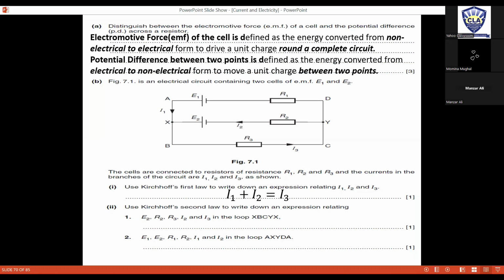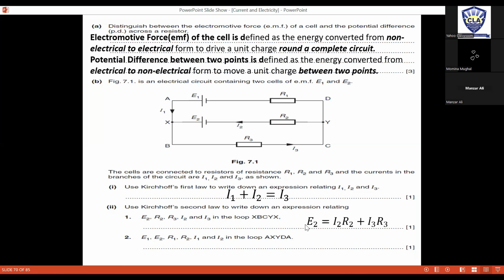Now we have a loop X, B, C, Y, X. We will only be considering this loop, and we will only be seeing in this loop what is the value of EMF and how many voltages are being dropped. So in this loop, there is only one EMF, E2. Some of the voltage will be dropped against R2, which is I2R2, and I3R3. So to add them up, sum of potential differences will be equal to sum of EMFs. Only one EMF, so E2 is there.